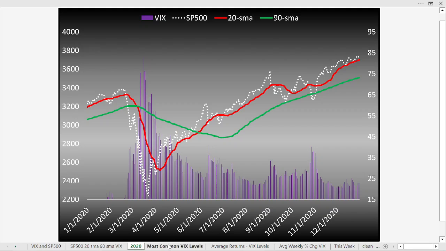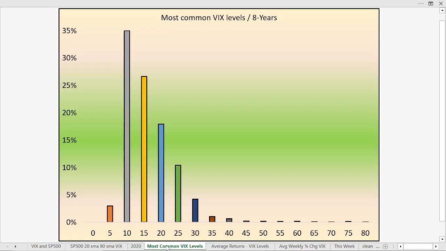Now, if we take a look at the VIX, this is data going back to the year 2014, about 9 to 10 years of data. We see here these are the most common levels of the VIX. If you take a look at the closing price of the VIX every single day, these are the levels where it tends to close at the most.